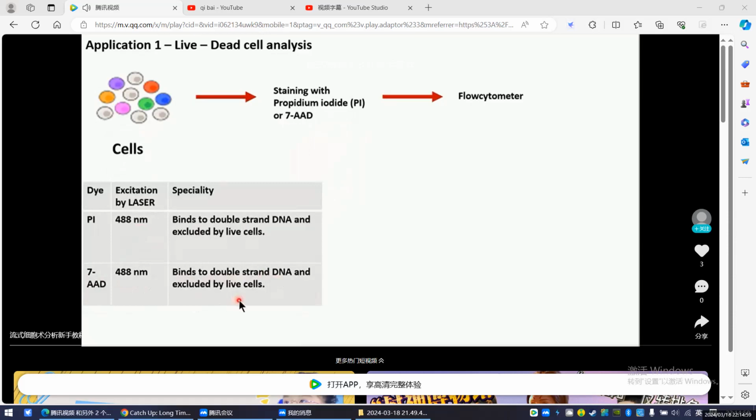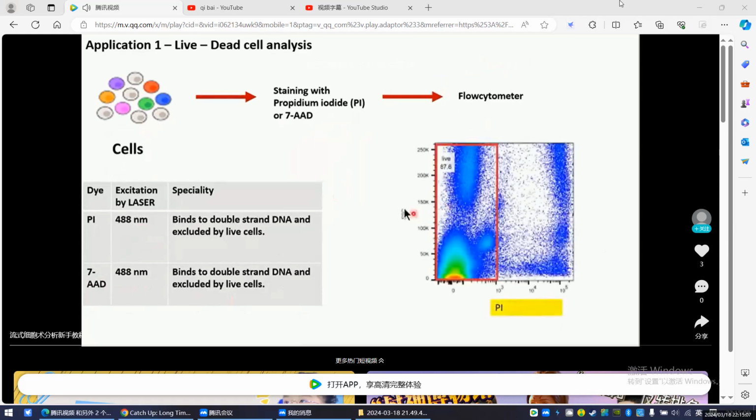It means it can also enter only and only in dead cells. So when we put the sample in the flow cytometer and analyze, we get this kind of graph, where on the y-axis I have side scatter, and on the x-axis I am keeping the fluorescence given by PI positive cells. So here is the thing.